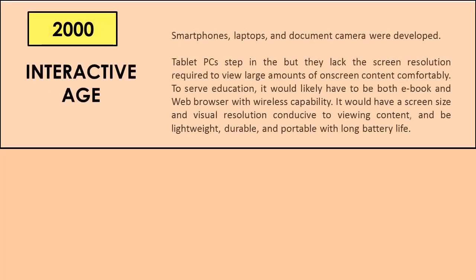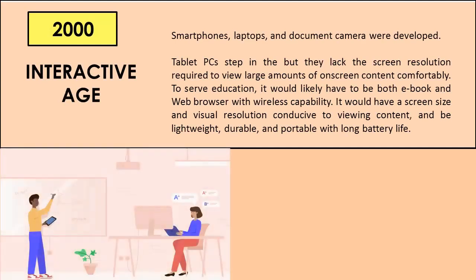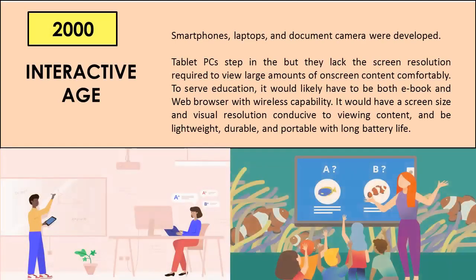2000. Interactive Age. Smartphones, laptops, and document cameras were developed. Tablet PCs stepped in but they lacked the screen resolution required to view large amounts of on-screen content comfortably. To serve education, it would likely have to be both an ebook and web browser with wireless capability. It would have a screen size and visual resolution conducive to viewing content, and be lightweight, durable, and portable with long battery life.